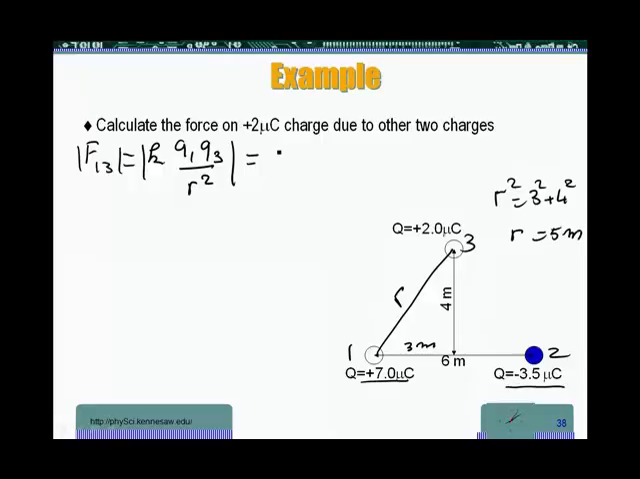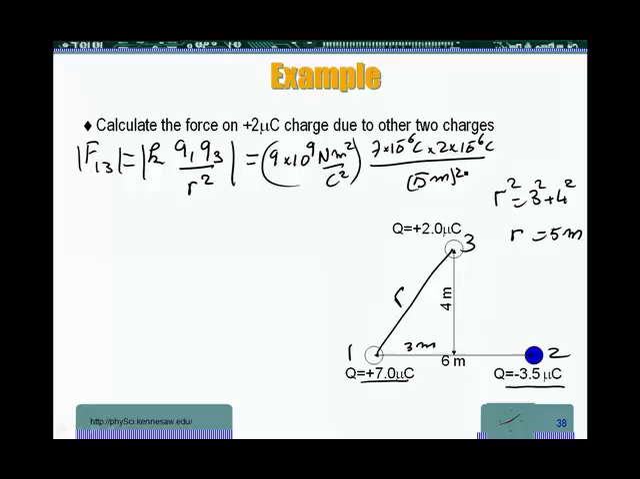So we know what R is, and now let's plug in everything else. It is going to be 9 times 10 to the 9 newton meter squared per coulomb squared, times 7 times 10 to the minus 6 coulombs, times 2 times 10 to the minus 6 coulombs, over 5 meters squared. So what's that going to give me? 7 times 2 is 14, times 9 is 126, divided by 5 squared, that's divided by 25, which gives us 5.04.